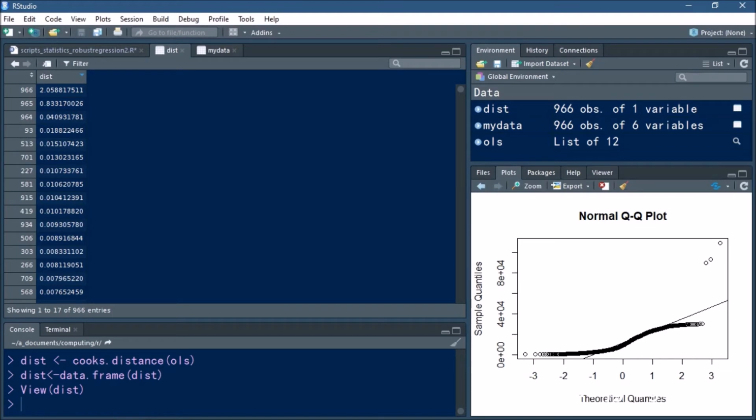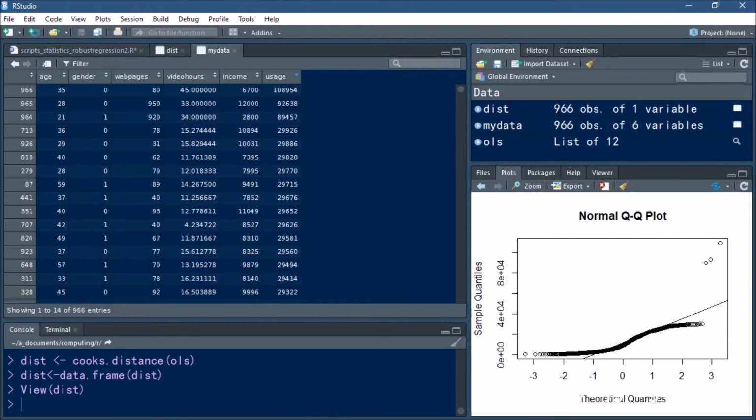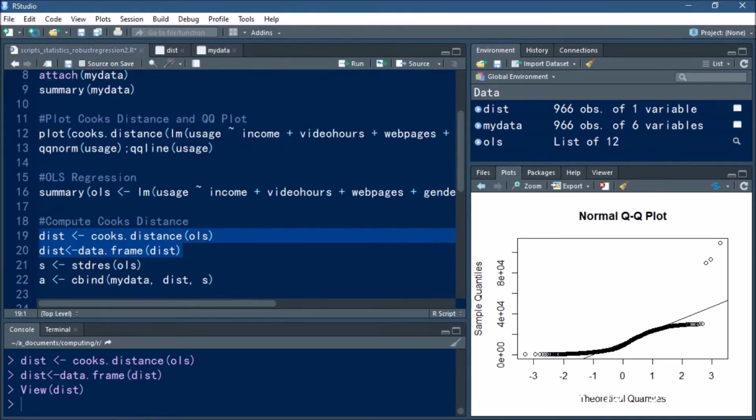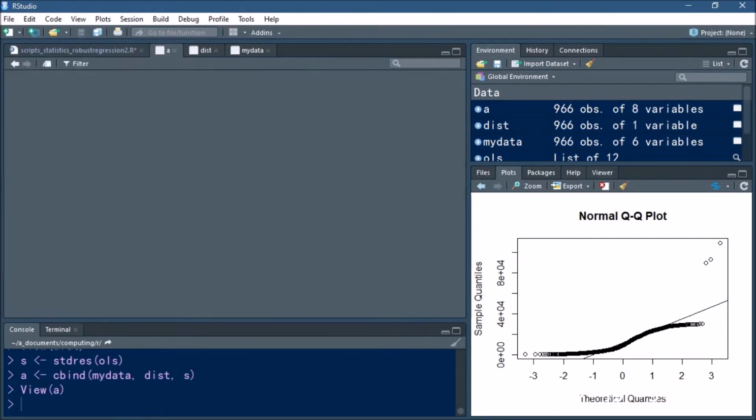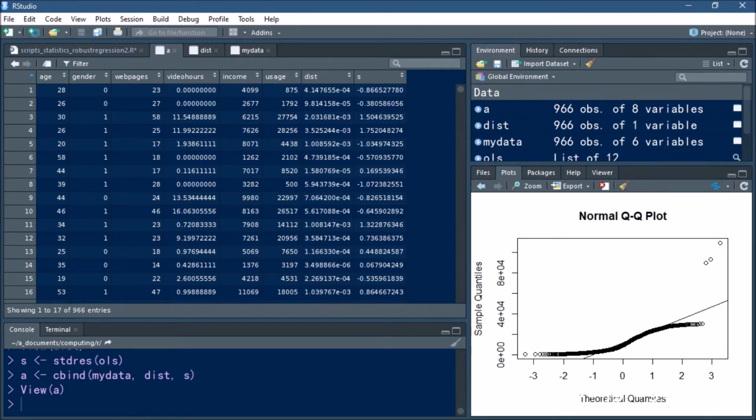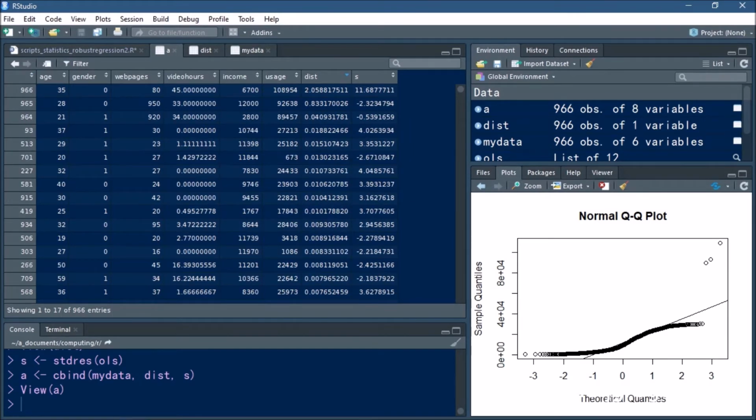Now, you can see that for observations 966 and 965, we have distance readings that are a lot higher than the rest of our sample. In particular for 966, we have a Cook's distance of greater than 1. For these three observations, you can see that these correlate with usage where internet usage is a lot higher than usual. What we'll do now is generate our standardized residuals. You can see now that we have added Cook's distance and standardized residuals to our data set. And again, the higher the Cook's distance, the more extreme the outlier.